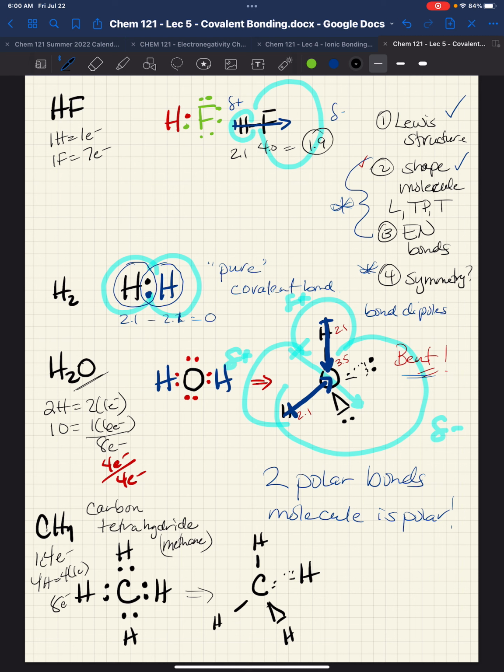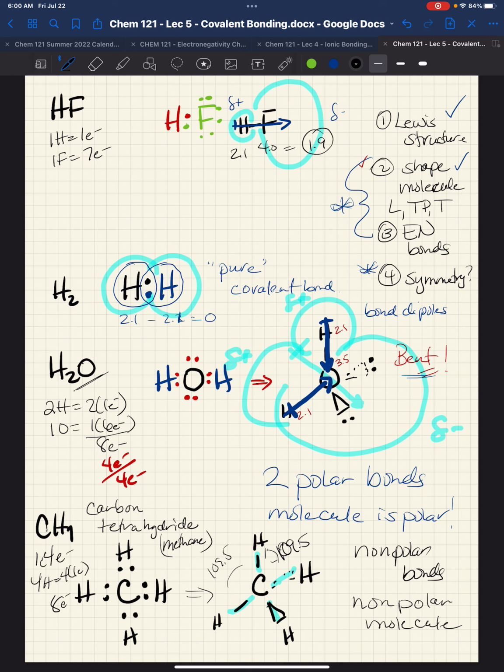Regardless, we've got 4 bonds here. 1, 2, 3, 4, and all of them are nonpolar. So we have nonpolar bonds, and when we think about the symmetry of that 109.5 everywhere, right? 109.5, this would be a nonpolar molecule.